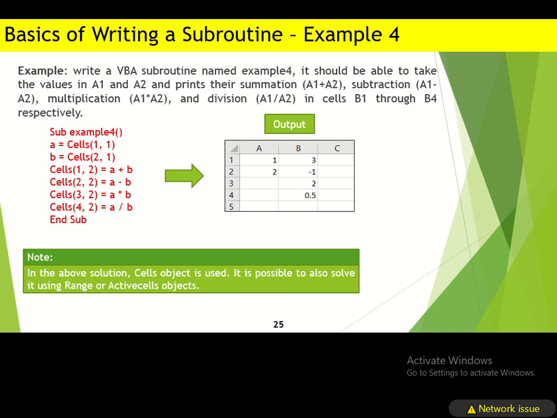So this is what they are doing. First of all, I will take the value. They are using cells command. You can use range command or active cell command, whatever. They are using cell command. So first of all, they take the values of a1 and a2, store them as a and b, and then they are performing each operation according to the cell in which I want the values. Okay. So this is taking the values and this is storing the values. Clear? No questions, right? It's very simple.